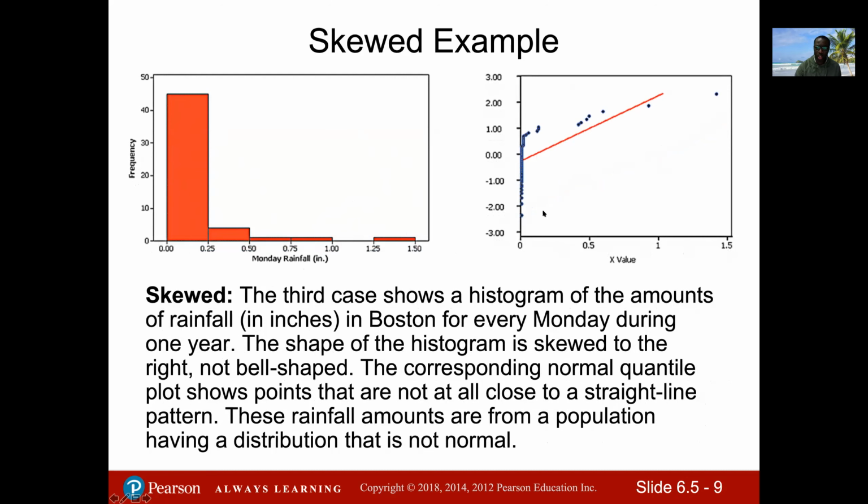But look at the QQ plot. Definitely, the points are not at all close to a straight line. They don't lie along the line at all. And you don't even have to look at whether it is showing some systematic pattern. So in this case, this is not normal.